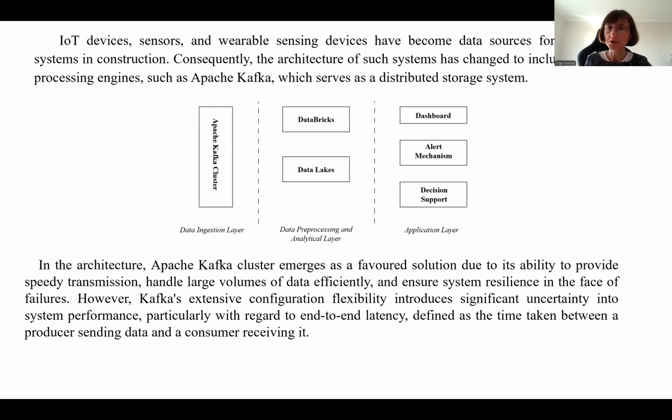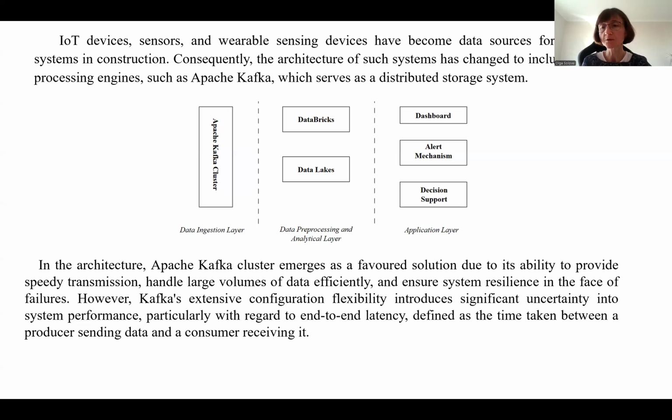In this architecture, Apache Kafka cluster emerged as a favorite solution due to its ability to provide speedy transformation, handle large volumes of data, and ensure system resilience in the face of failure. However, Kafka is an extensively configurable and flexible system, and the uncertainties related to selecting a proper configuration can negatively impact the performance of the Kafka cluster.